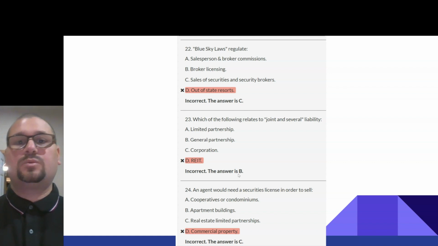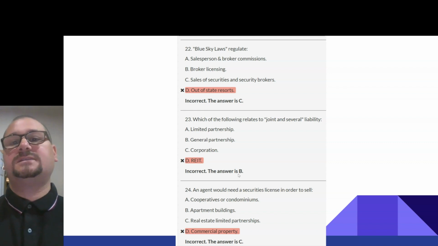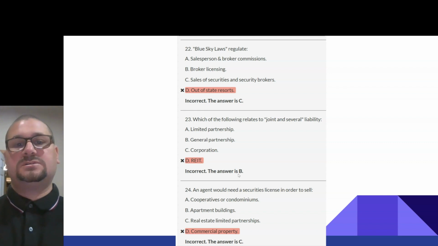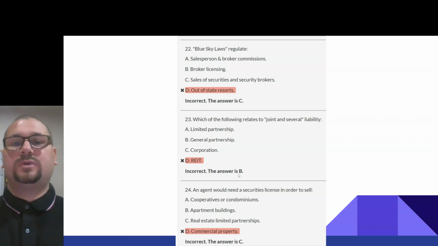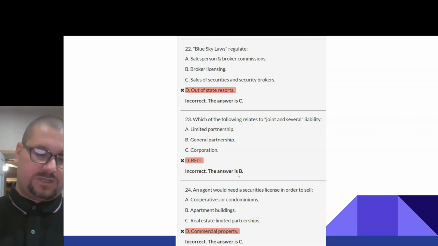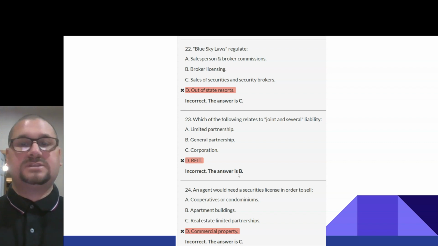Which of the following relates to joint and several liability? It's going to be Bravo, general partnership. A general partnership relates to joint and several liability. Is it limited partnership? No. Corporation? No. REIT? No.